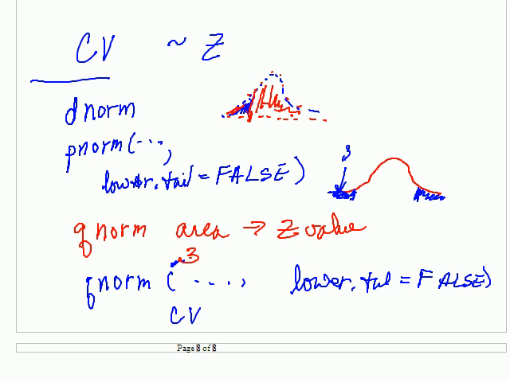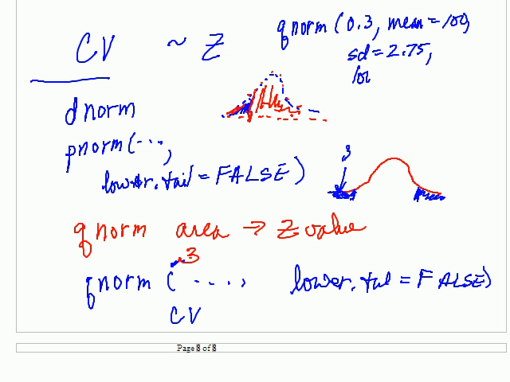What's really handy here is that for R, you aren't stuck with Z values. For this distribution, you can specify, for example, you can go qnorm, and let's say the area that you want is 0.3. You can say mean equals 100, whatever it is. Standard deviation equals 2.75. Lower dot tail equals false. Remember, the default is true. Okay, what's this going to give you? You didn't have to change anything into Z values.